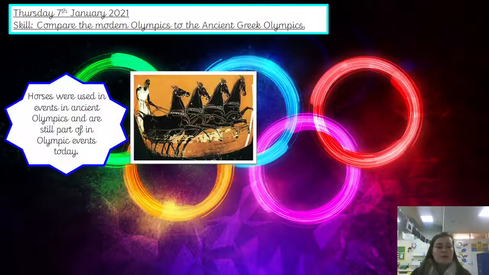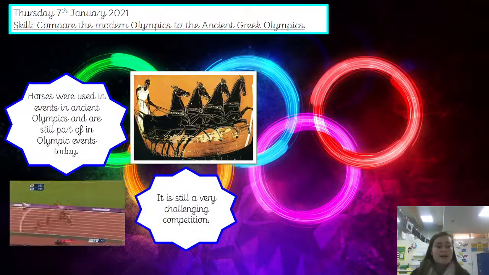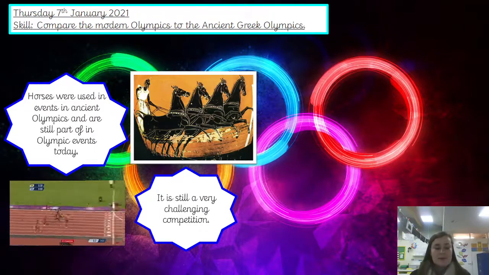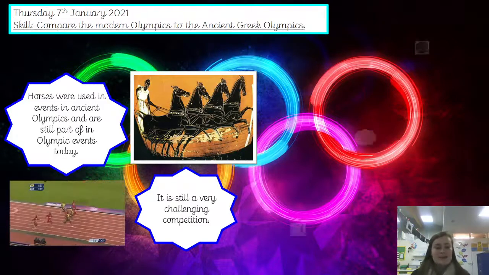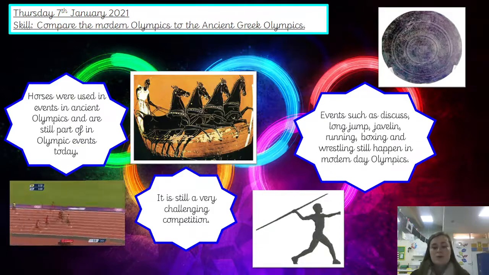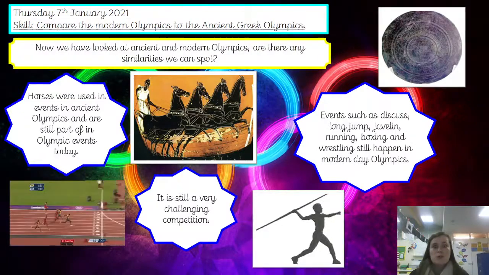Some more similarities. Horses were used in the ancient Olympics and are still part of Olympic events today. It's definitely still a very challenging competition. Not many people get to be Olympic athletes. It takes a lot of hard work and a lot of dedication. Events such as discus, long jump, javelin, running, boxing and wrestling still happen in the modern day Olympics. So they are some more similarities for us.